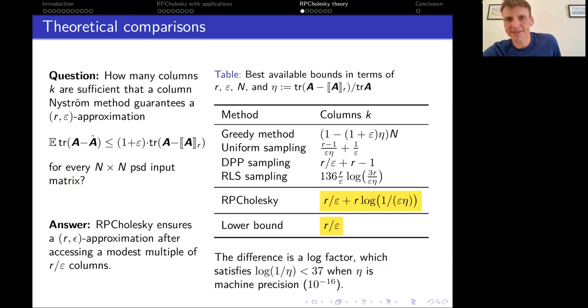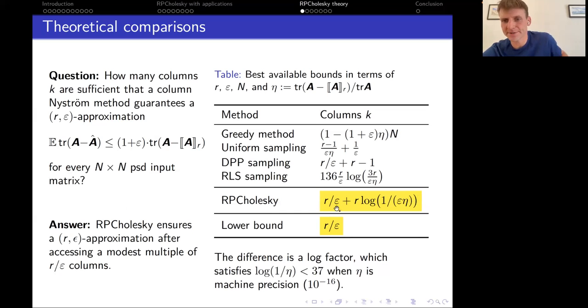The table shows the best available bounds for the various methods in terms of R, epsilon, N, and eta. Eta is the relative error in the best rank R approximation. So it can be a pretty small number. It can be like 1 in a million. A lot of these bounds are terrible. The lower bound is R over epsilon. So that's the best you could ever hope to do.